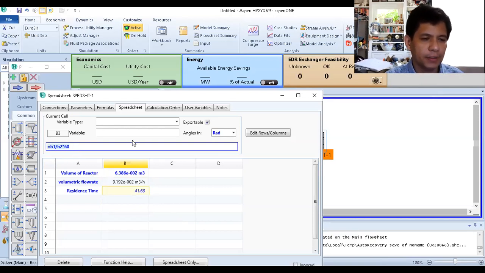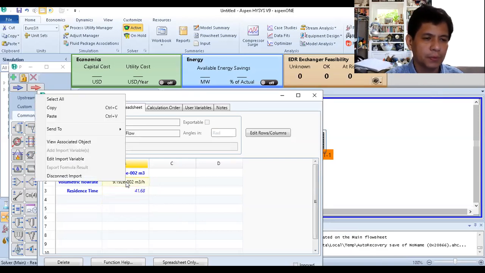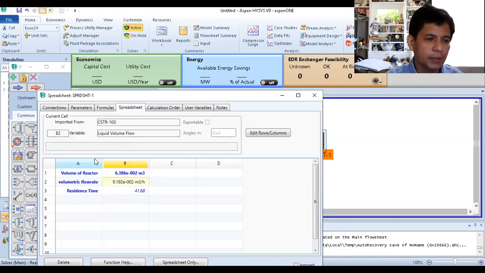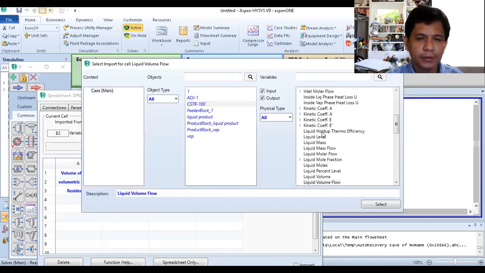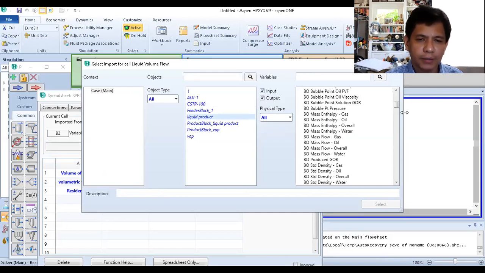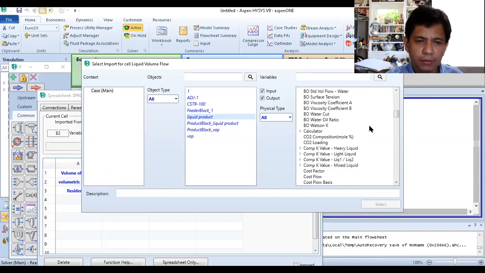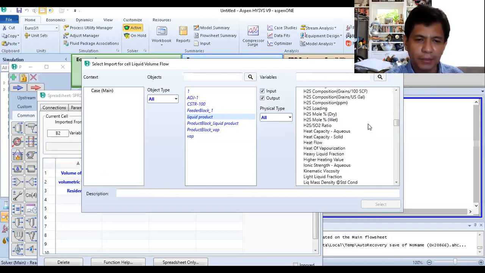Hindi siya exactly 39, ano? Tama to. Ito. Baka hindi siya liquid volume flow. Let's try another, ano, the liquid product. Baka meron ditong volumetric flow na mas kamukha ng nasa tutorial. Pero malapit naman, ano?